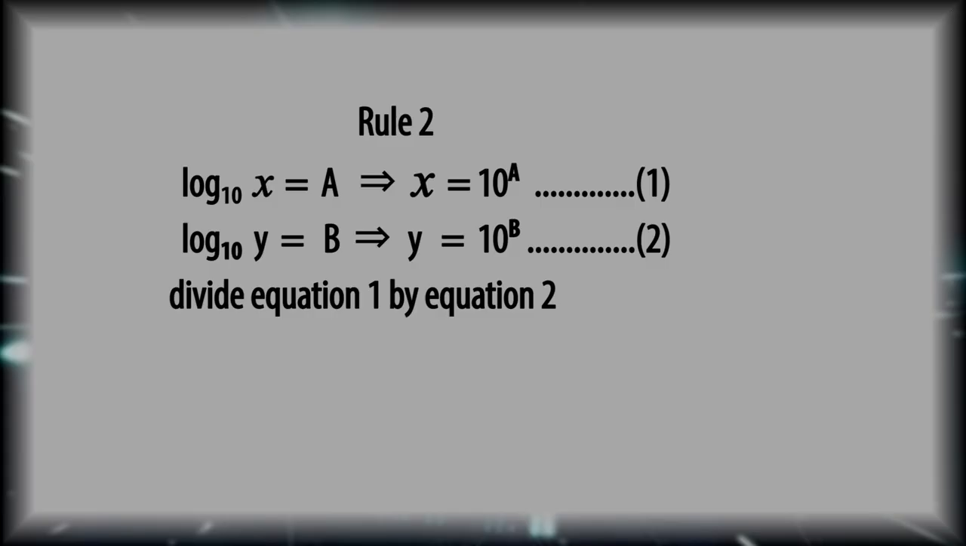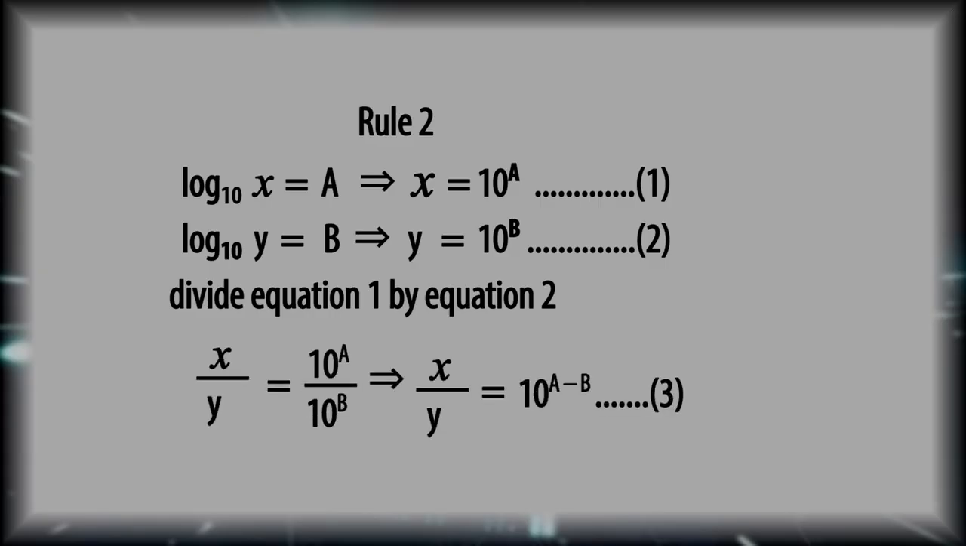Now, let's divide one equation by the second. So that will give us x divided by y is equal to 10 to the power a divided by 10 to the exponent b. And again, if we use indices to work the right-hand side, we will get x divided by y to be equal to 10 raised to the power a minus b. I'm sure you remember that rule from indices.